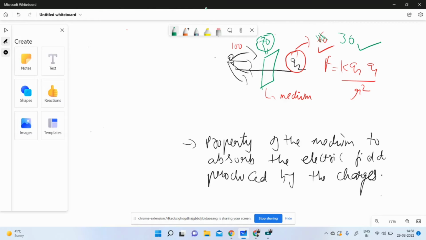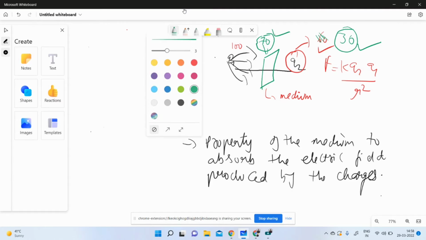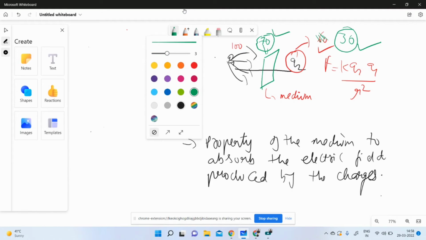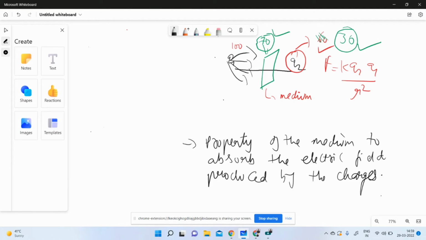Clear, students? 30 is not known as permittivity. Don't get confused. 70 is the permittivity because 70 field lines are being absorbed by the medium. So finally, permittivity represents the number of field lines absorbed by the medium. Clear? Okay.